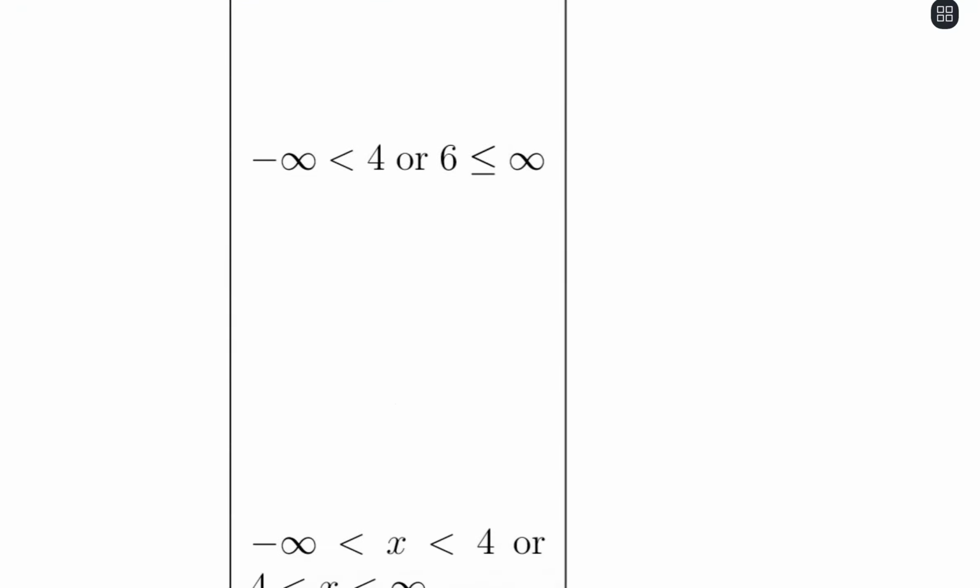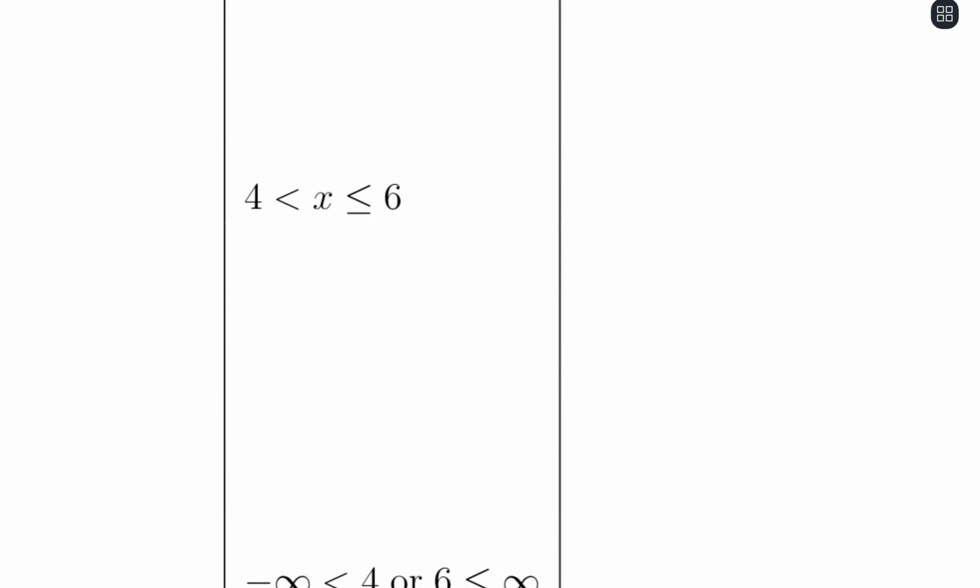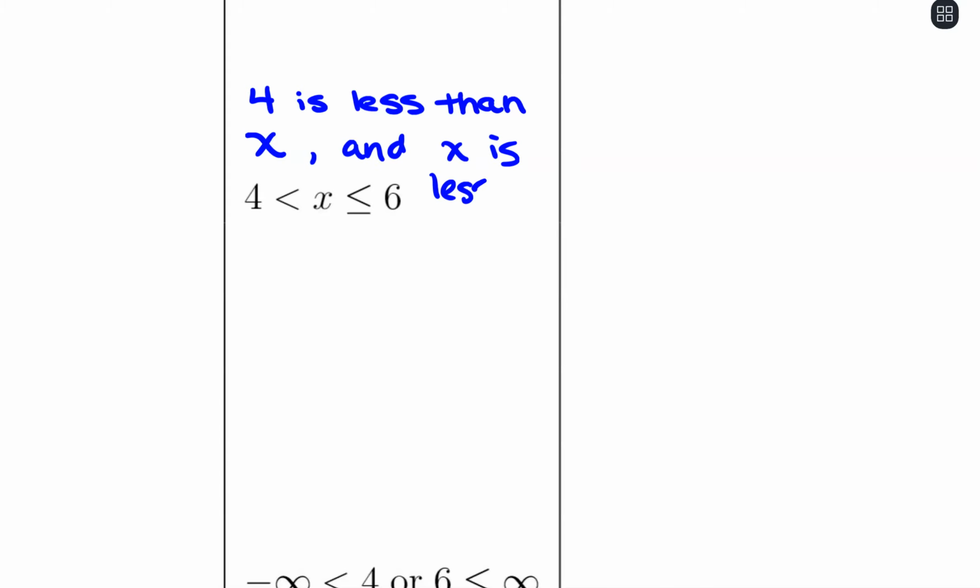Okay, let's see, 2, 3 more. All right, 4 is less than x is less than or equal to 6. So this is similar to up above, but I just took out the equal sign on one of them. So I'm just going to write this out in words. So 4 is less than x. So notice there we don't have the equals. And x is less than or equal to 6.